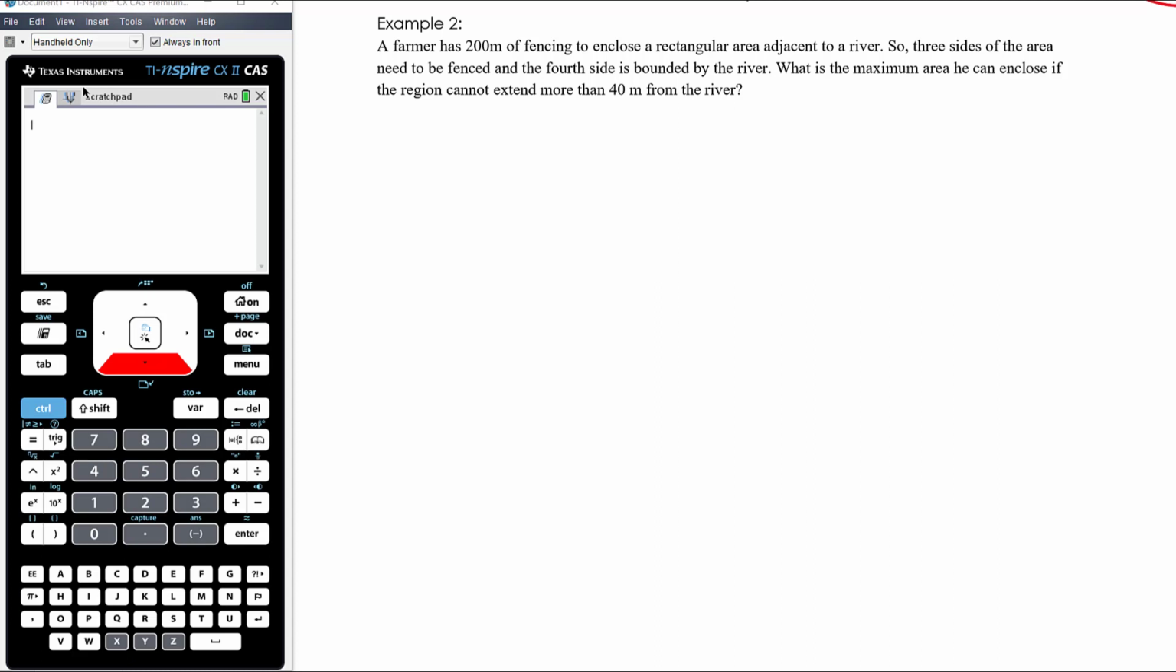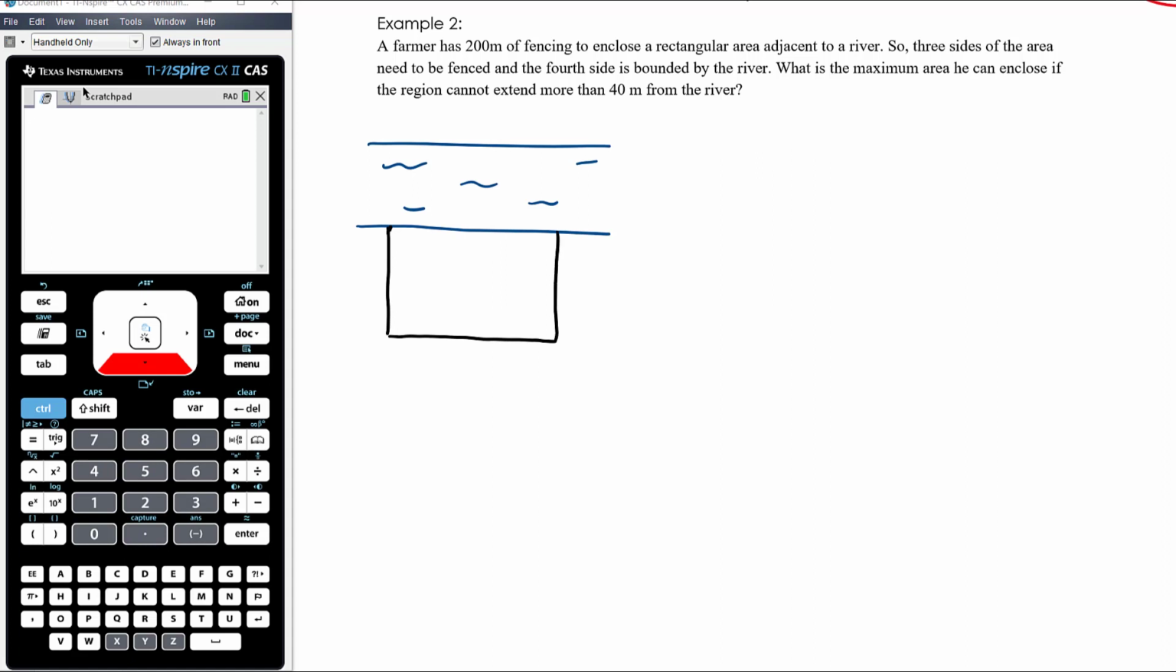A farmer has 200 metres of fencing to enclose a rectangular area adjacent to a river. So 3 sides of the area need to be fenced, and the 4th side is bounded by the river. Okay, hopefully by now you've done quite a lot of examples along this line. We've seen examples like this back in the polynomials topic as well, in term 1. So we're fencing a rectangular paddock against a river. What is the maximum area he can enclose if the region cannot extend more than 40 metres from the river?